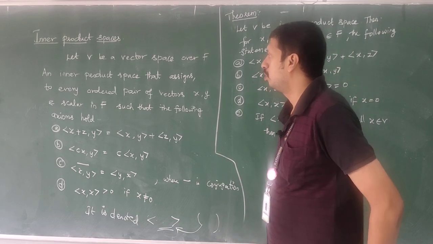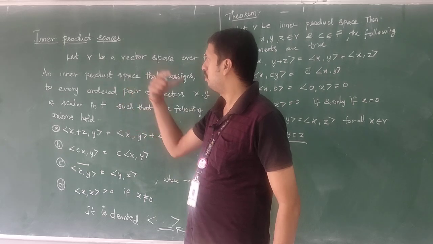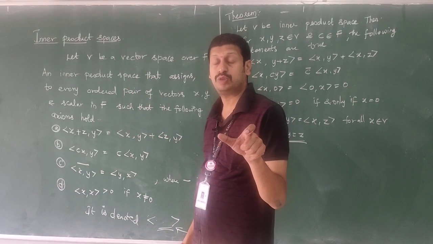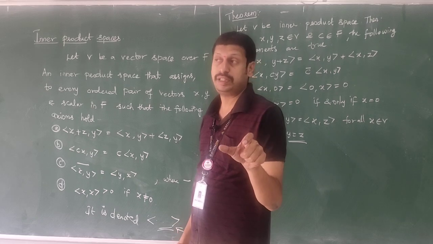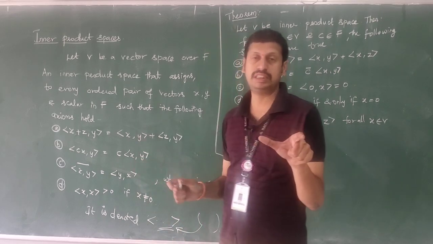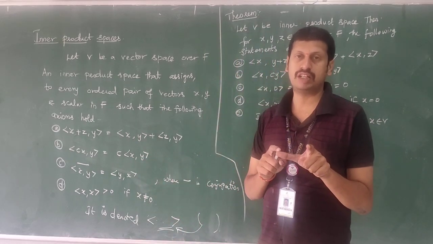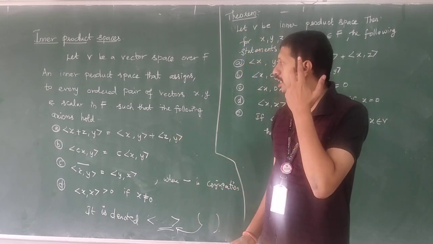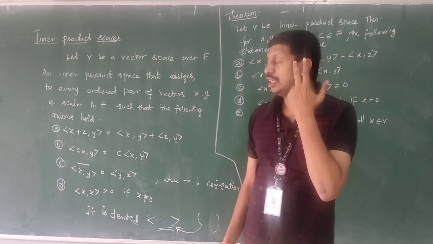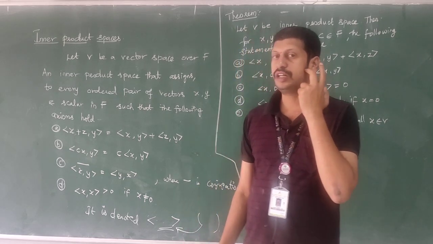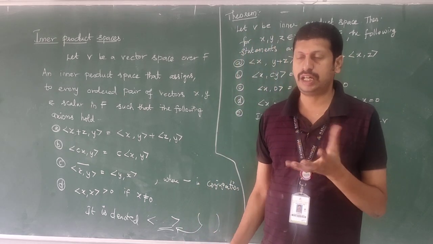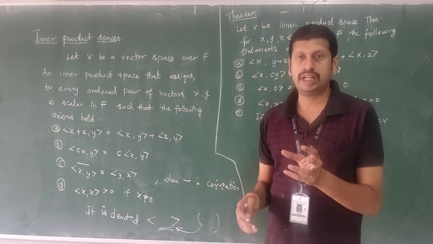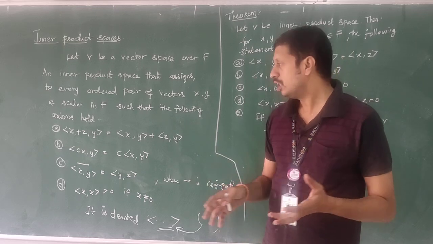So let V be a vector space. Generally we take V as a vector space over F, where F is a field that contains some scalars. Here an inner product can be defined using every ordered pair, so you have to arrange that in x, y, z, which may be more than that.